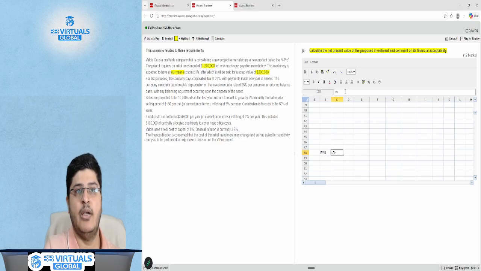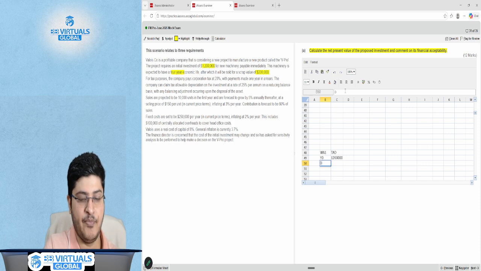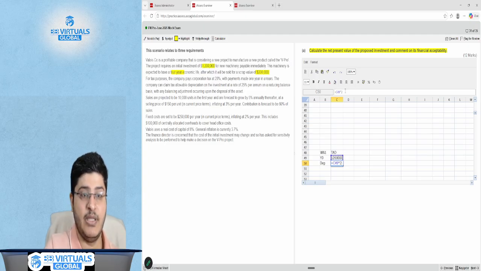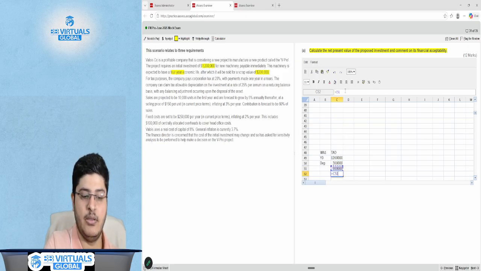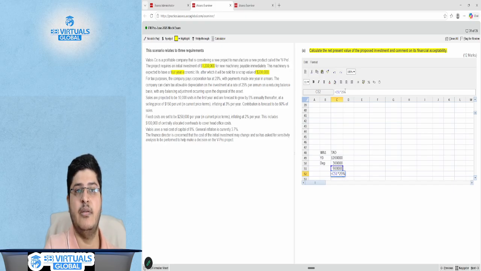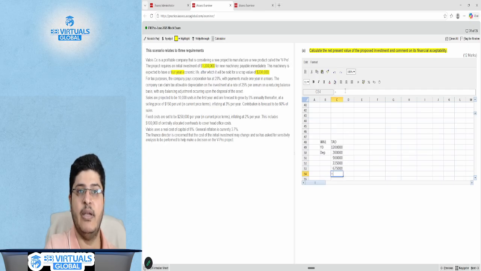Tax allowable depreciation. What is the value when you bought it? It was 120,000. No, not 120,000, it is 1.2 million. Then what is the depreciation for year 1? It is 25%. And then what is the year 1 closing value? Year 1 closing value is 900,000. Year 2 depreciation 25%. Year 2 closing value is 675,000.